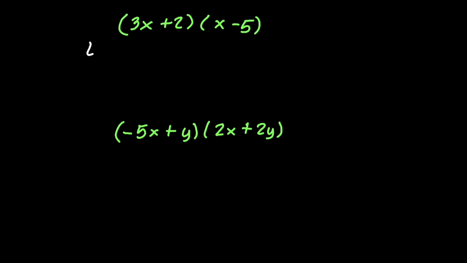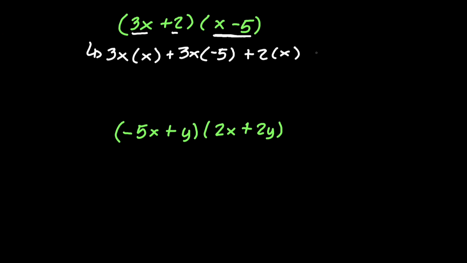Let us start. 3x plus 2 multiplied by x minus 5. So, focus on 3x first and distribute it amongst x minus 5. So, it would be 3x multiplied by x plus 3x multiplied by negative 5. And after that, multiply 2 amongst x minus 5. So, it would be plus 2 multiplied by x plus 2 multiplied by negative 5.